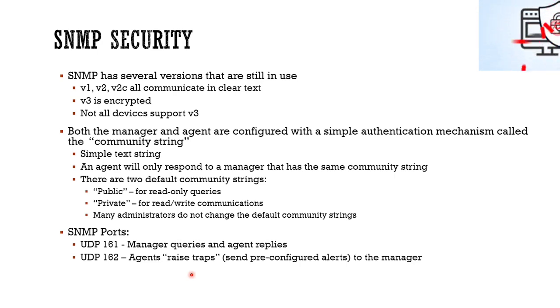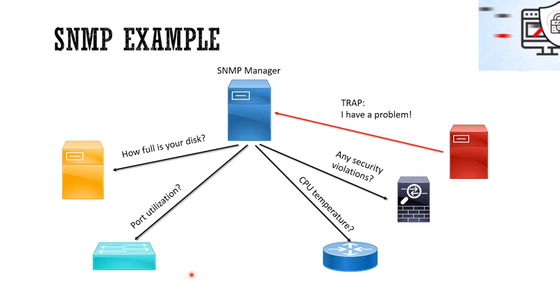So here's an example. I've got this SNMP manager. You probably install this on a workstation, not a server, and it's just going to go around the network and say, hey, you, how full is your disk? And hey, you, what's your port utilization? And hey, you, what's your CPU temperature? And hey, you, got any security violations? And then maybe this guy has been configured to send an alert. So it sends a trap saying, hey, I have a problem, whatever the problem is.